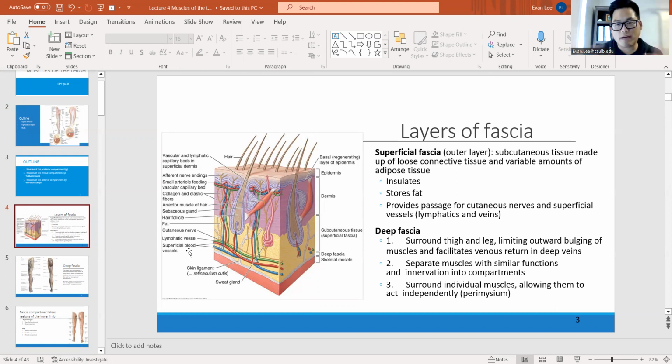This is going to be surrounding basically all of the muscles, as well as keeping the muscles, blood vessels, and nerves within it, but also compartmentalizing it into its different regions. So it keeps everything together, but individual muscles are able to do their own thing using their own coverings called perimysium as well.